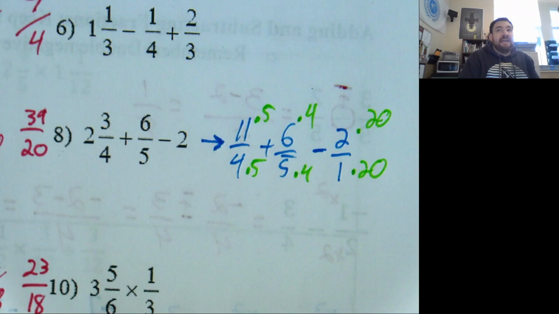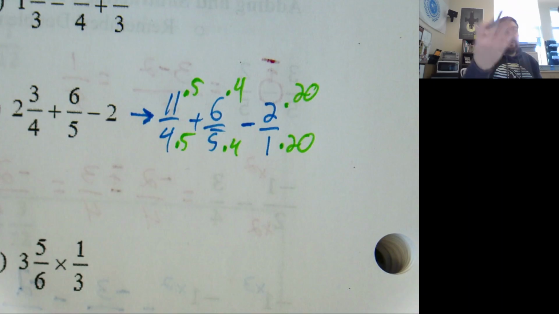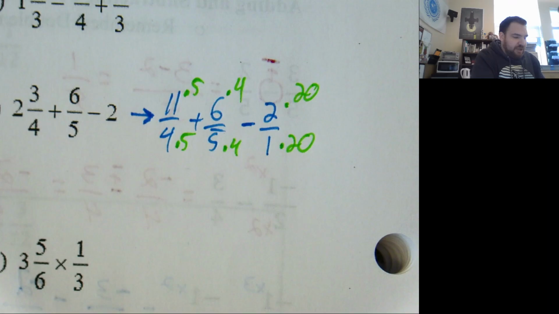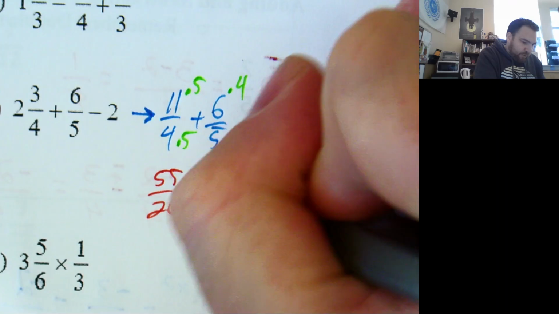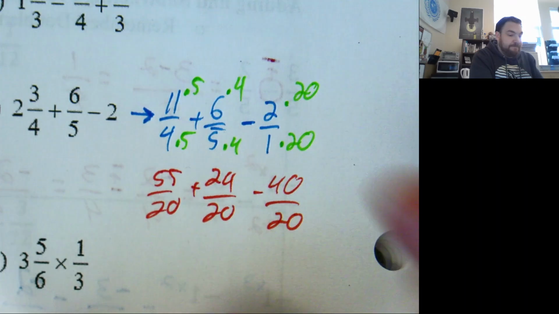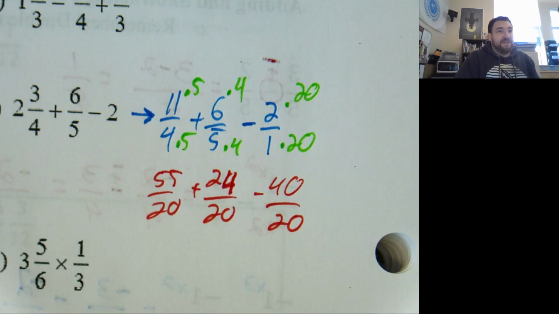This might be one of the most dangerous steps in here for making a mistake. I'm just going to do it, Zara, because what you said was the right thing to do. Did you also multiply top and bottom here by 20? Perfect. So you're going to get 55 over 20 plus 24 over 20 minus 40 over 20. Is that what you got? Okay, so that's where you made your mistake.